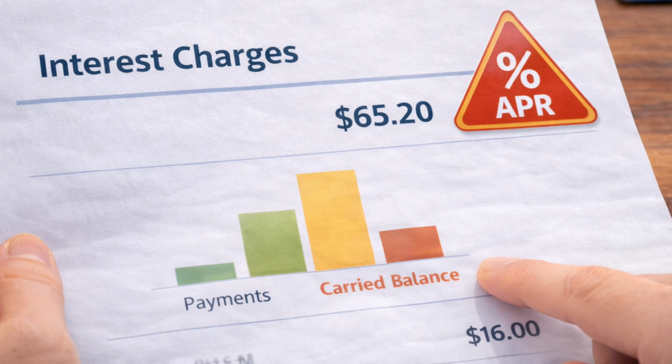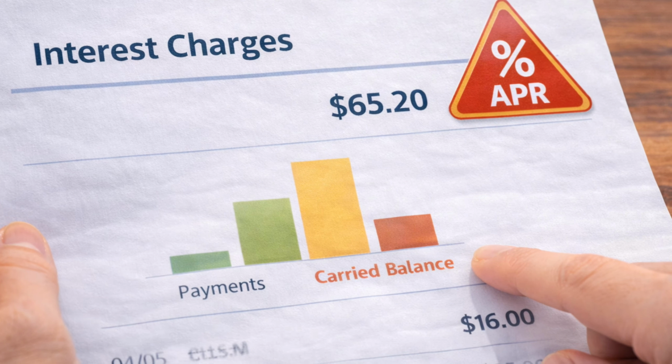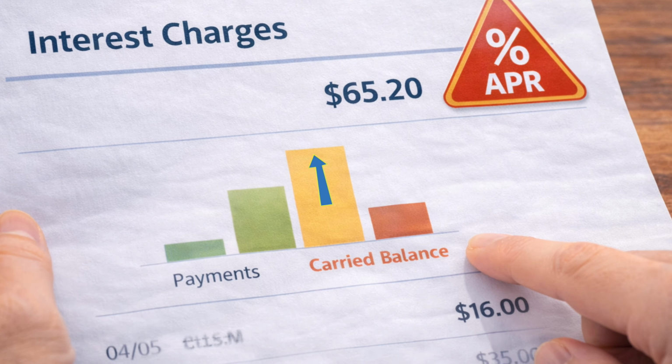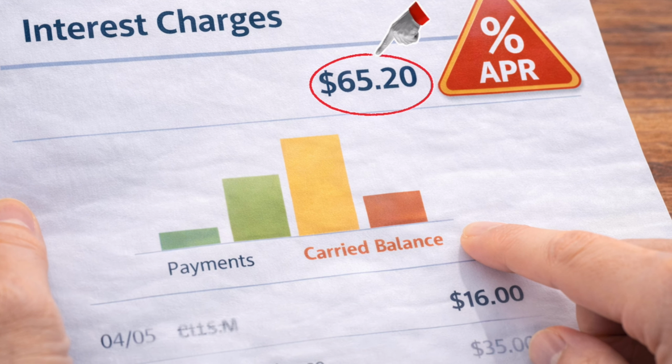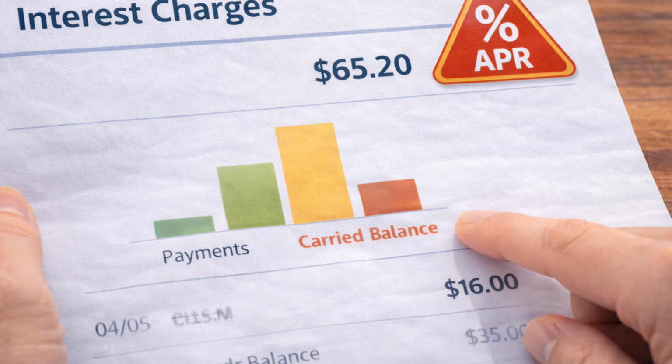Statements usually include a section labeled interest charges or finance charges. This area shows how much interest accumulated during the billing cycle. The number can be surprisingly high if a balance is carried month to month. Reviewing this figure regularly helps reveal the real cost of borrowing.